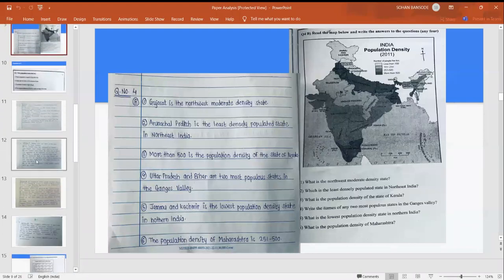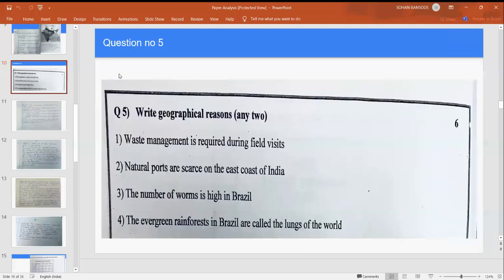Now we'll move towards the next question. Yes, now this is question number 5. Write the geographical reasons. Maybe in this question, short notes can be asked. Any 4 options are given, but you have to attempt only 2. As this is the paper analysis, I have attempted all 4 for you. The marks given for the questions are 6, which means every question carries 3 marks. So first I'll read the questions.